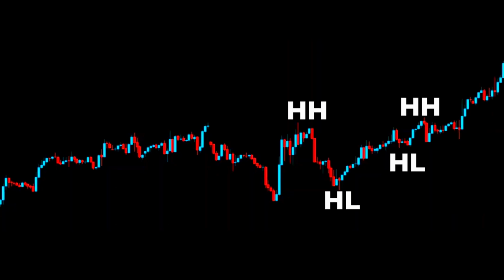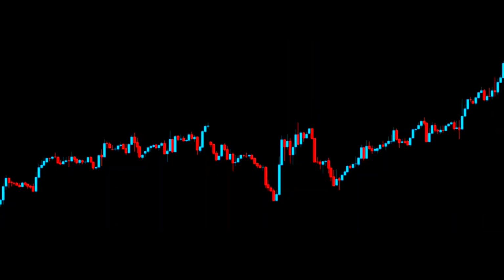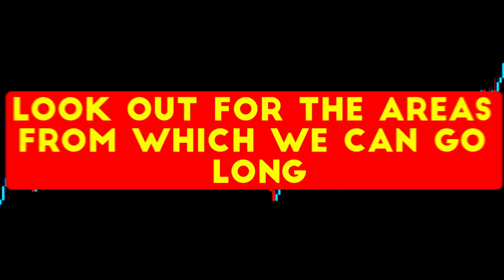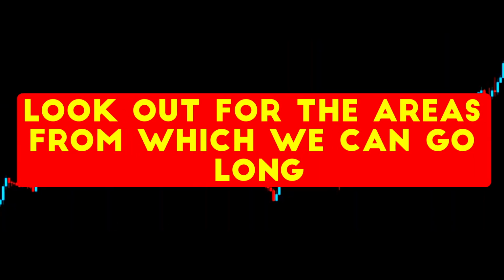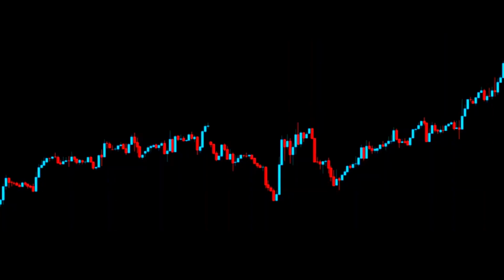So here we have a chart of the Euro-US dollar currency pair. The price is making higher highs and higher lows. This indicates that the market is in an uptrend phase. And as the market is in an uptrend, we will look out for areas from which we can go long. Now, for getting bigger profits from the market in a situation like this, we need to wait for the price to make a short-term decline, or you can say a pullback.